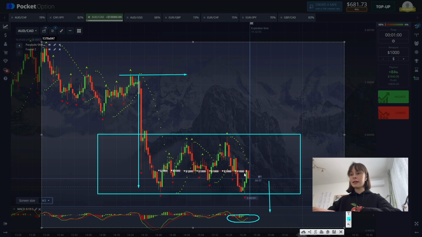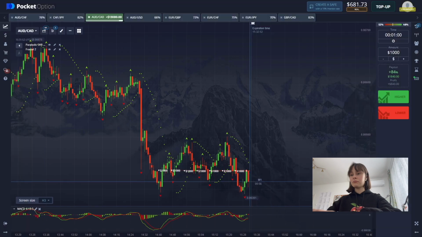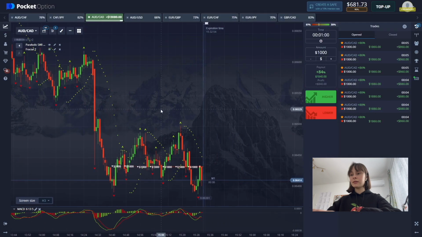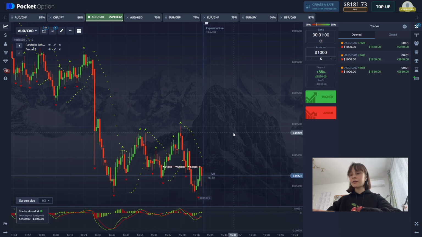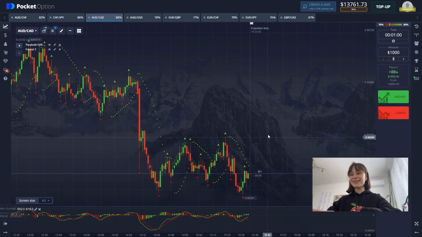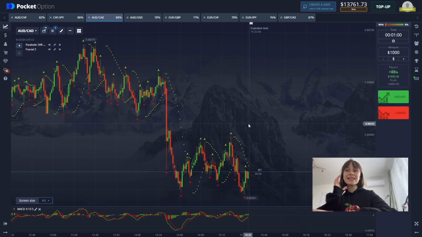The sliding is also down. We observe a good pullback. Here we have a breakthrough according to the parabolic, and we're sure we did everything correctly. The deal is supposed to be opened to sell according to the trend, about 5 seconds until the end. Perfect entry, and our deals are closed profitably. $13,700 on the account today.